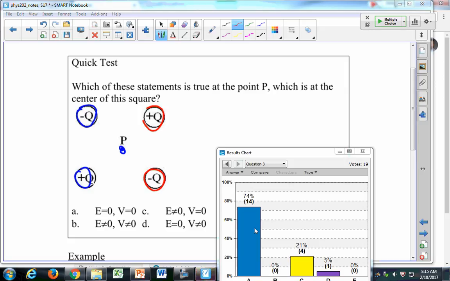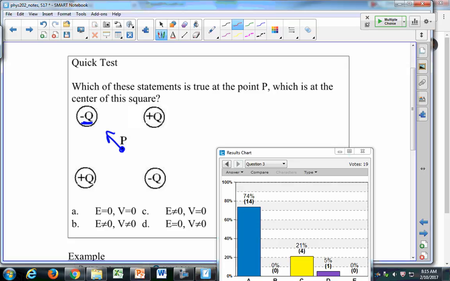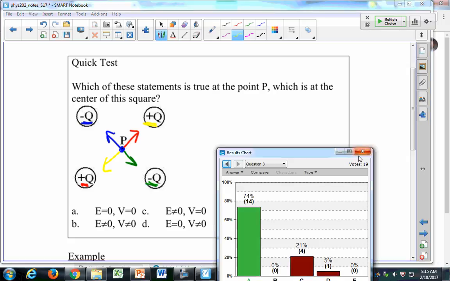Now the electric field at this point, due to this charge, is in this direction. Due to this charge is what? It's in this direction. Due to this charge, it's in this direction. And due to this charge, it's in that direction. So the electric field is equal to zero because I have equal but opposite vectors. So the electric field is zero and the potential is zero.